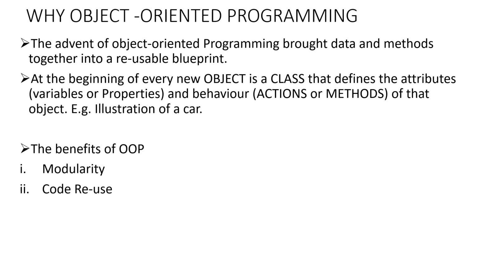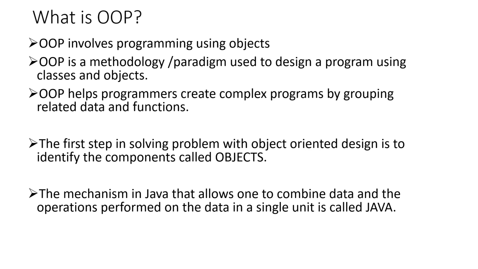Code reuse is when you can make use of a code over and over again. These are the benefits of object-oriented programming. Object-oriented programming involves programming using objects, like we have mentioned earlier on. Object-oriented programming is a paradigm that can be used to design a program using classes and objects. And one other thing about object-oriented programming is that it helps programmers to create complex programs.